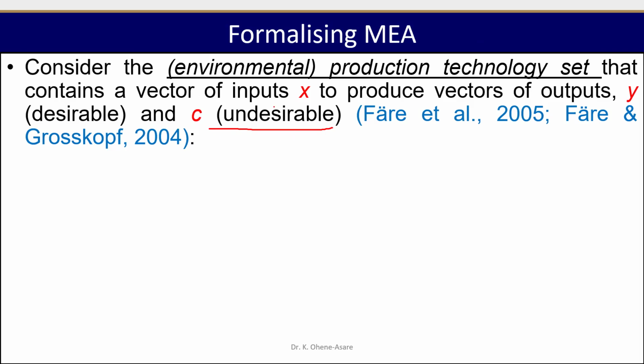So the bad output in a bank, give me an example of a bad output in a bank. Anybody? Non-performing loans. Yes, non-performing loans. Okay. What else? I know that's the one everybody knows. What else?